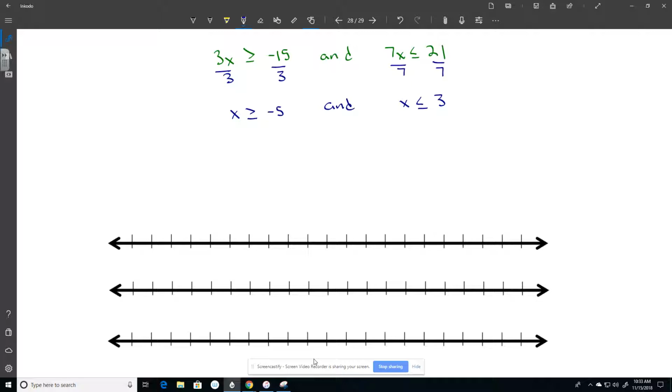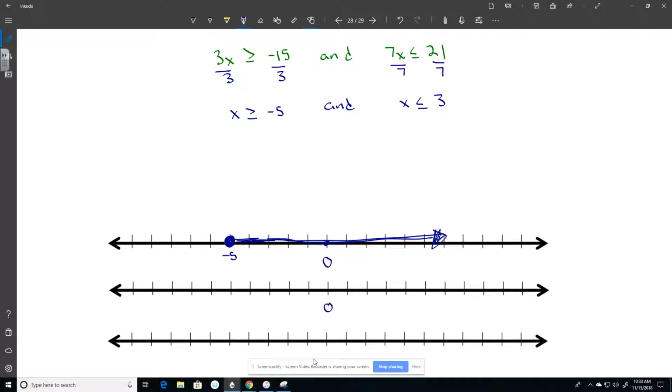So let's graph each of these. X is greater than or equal to -5. So let's make 0 right here in the middle. And I'm going to go down to -5. 1, 2, 3, 4. Here's -5 right here. And if I graph this first one, I'm going to put a circle filled in right at -5. And my arrow is going to point to the right. So there's my graph for X is greater than or equal to -5. And X is less than or equal to 3.